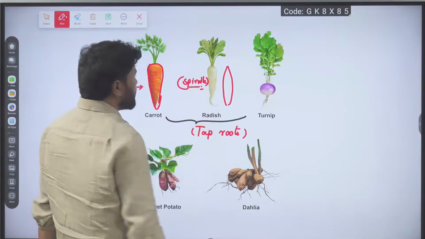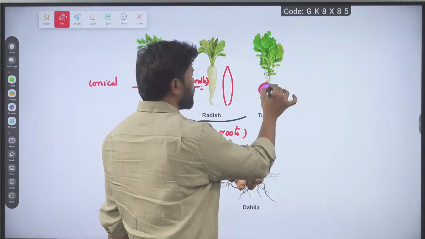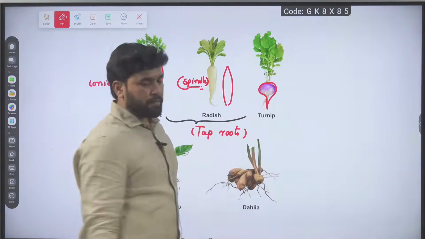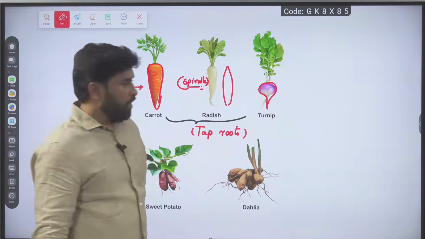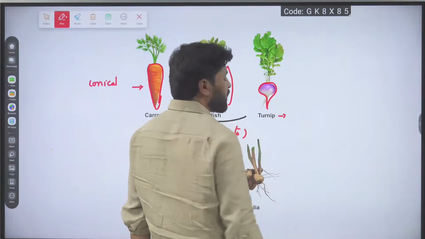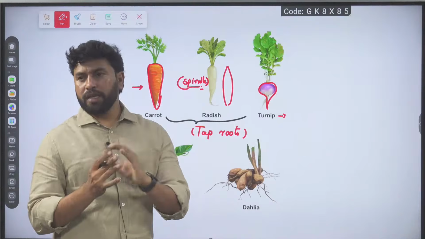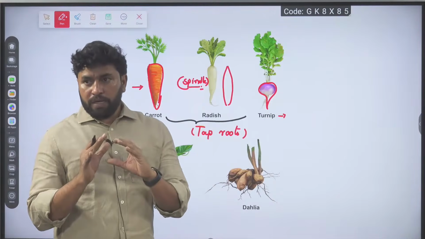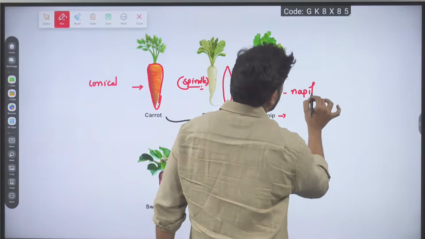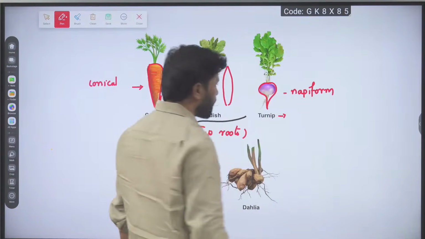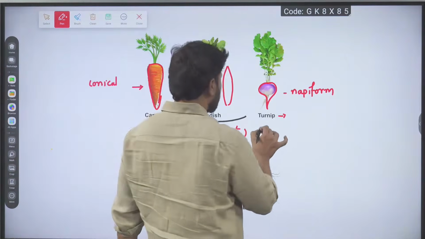Spindle shape root, tap root, which is storing. Here this is turnip. This is the shape. In the central part it is enlarged, and at the bottom it has a conical shape. Altogether, turnip is a kind of taproot. It is storing food. I have observed many students in this category of turnip, or turnip is also called napiform. Napiform root. When it comes to napiform, one example is turnip, another one is beetroot.